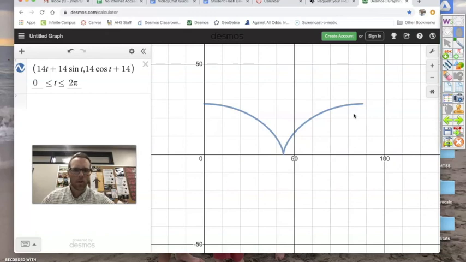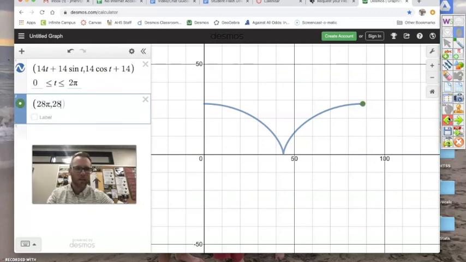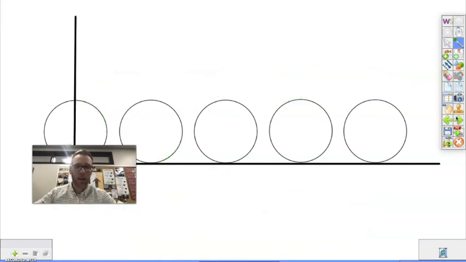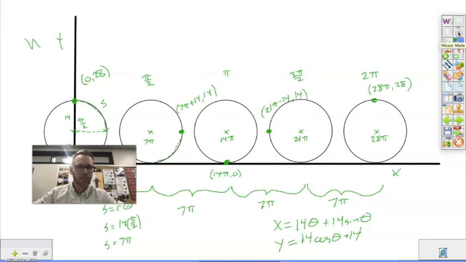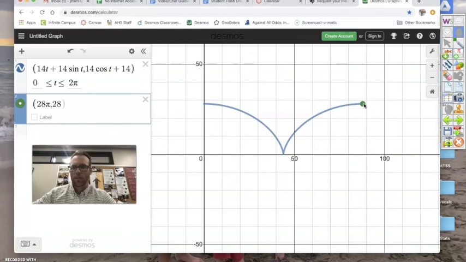Okay. Let's just make sure that our points are good. Let's pick our last point. Now I said let's show from 0 to 2 pi. We know at 2 pi, what should our coordinates be? Our coordinates should be 28 pi, comma, 28. Right? 28 pi, comma, 28. And there it is right there. And it matches up beautifully.